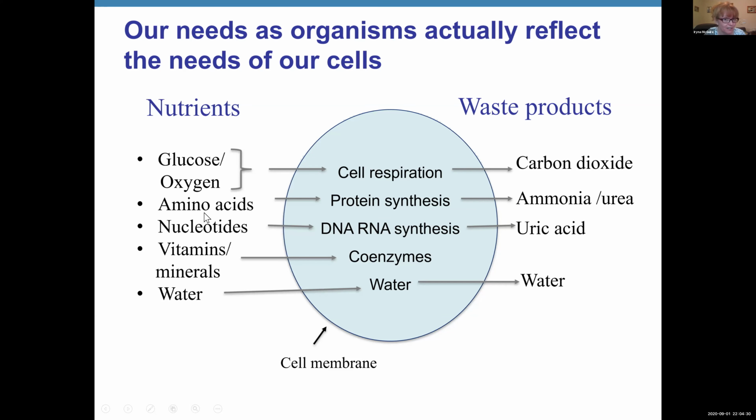Amino acids: when you eat steak, that's a protein. You digest it, break it down into amino acids. Amino acids enter your cells and are used for protein synthesis. Your cells also break down proteins, and the waste products are ammonia and urea. That's why you have your excretory or urinary system to remove these waste products. Nucleotides, your cells use to synthesize DNA and RNA, and when you break down DNA and RNA, uric acid is a waste product. Also, vitamins and minerals enter the cells and mostly act as coenzymes, allowing your cells to perform all these functions and catalyze chemical reactions. And of course, water moves in and out. So our needs as organisms actually reflect the needs of our cells.